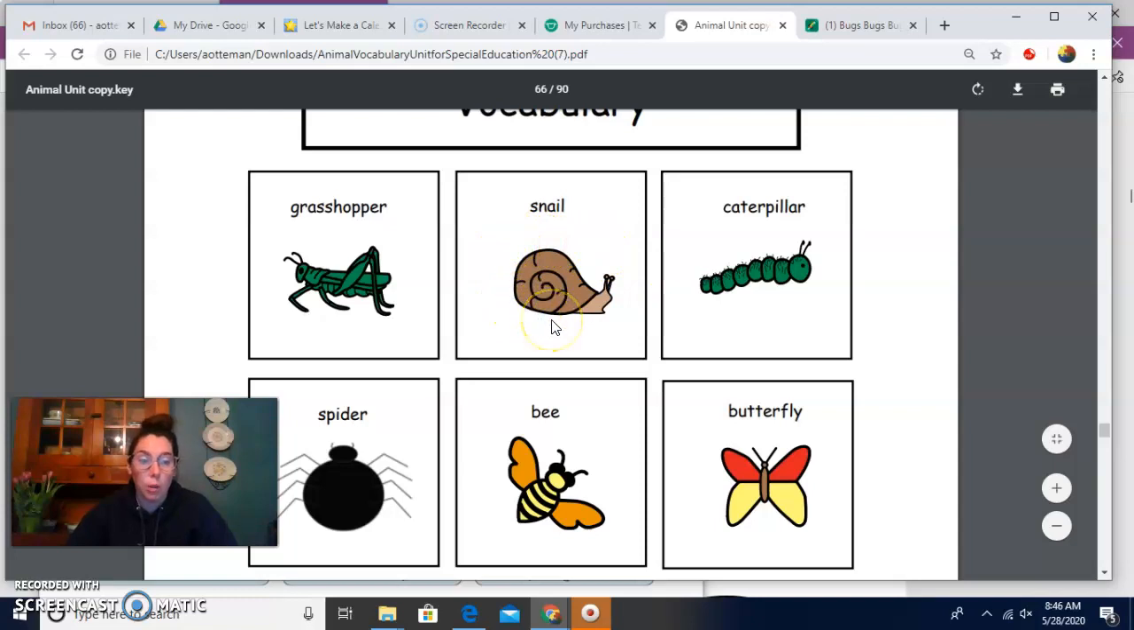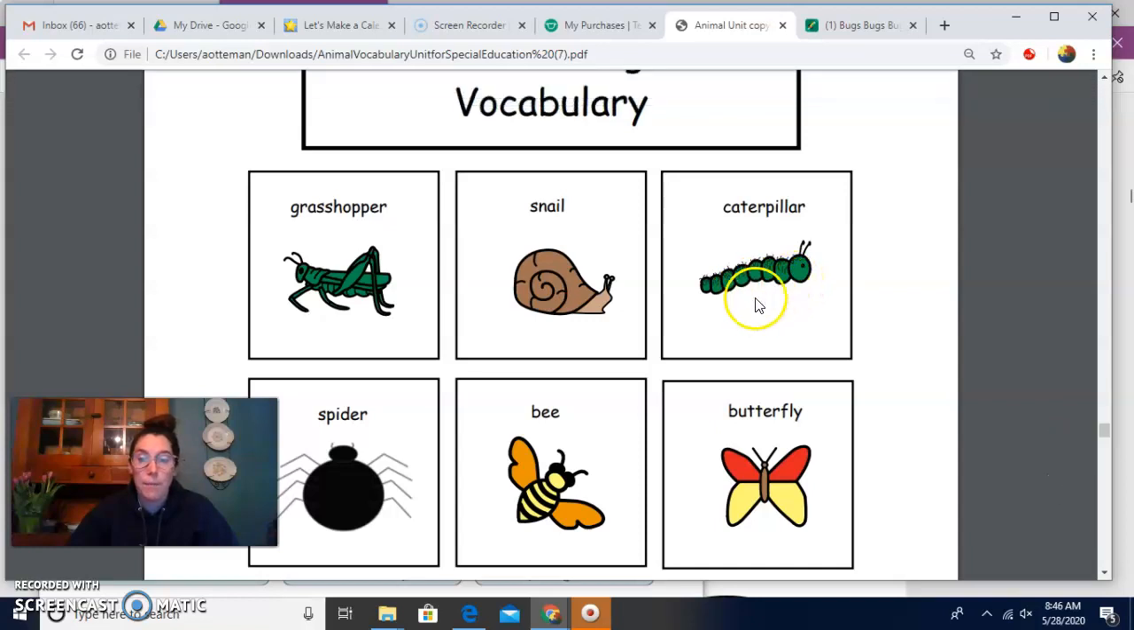What's next? You might see these in a garden. They're slow. They can be slimy. They have a shell. They're a snail. Oh, we talked about this one before. It's long. It turns into a butterfly. But first, it's a caterpillar, right? Good.